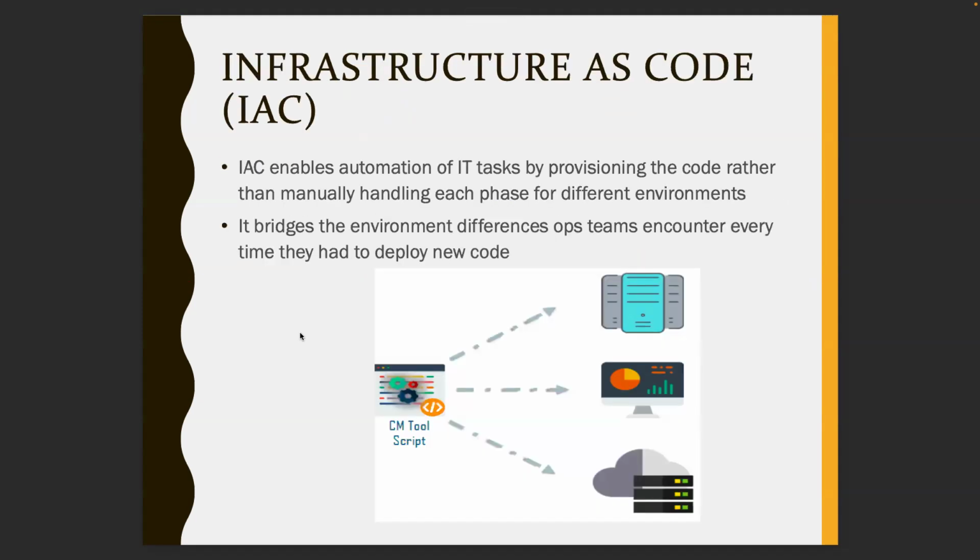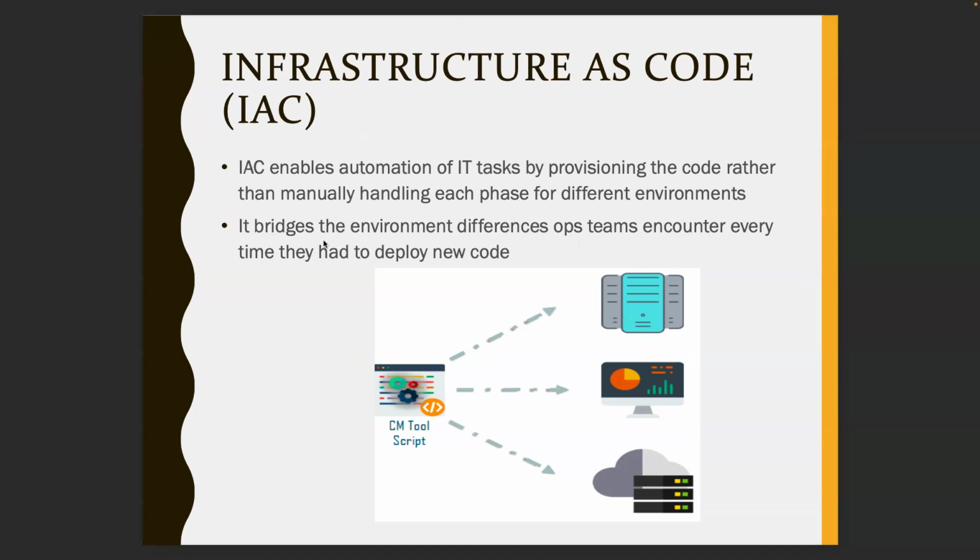Again, it uses a concept called infrastructure as code, right? You write some code which will configure the infrastructure. So it enables automation of IT tasks by provisioning through code rather than manually handling each phase for different environments. Here is some configuration management code which will configure the infrastructure. It means you write some script, and this script could configure your infrastructure. Your infrastructure could be on-prem, on cloud, or any physical server, right?